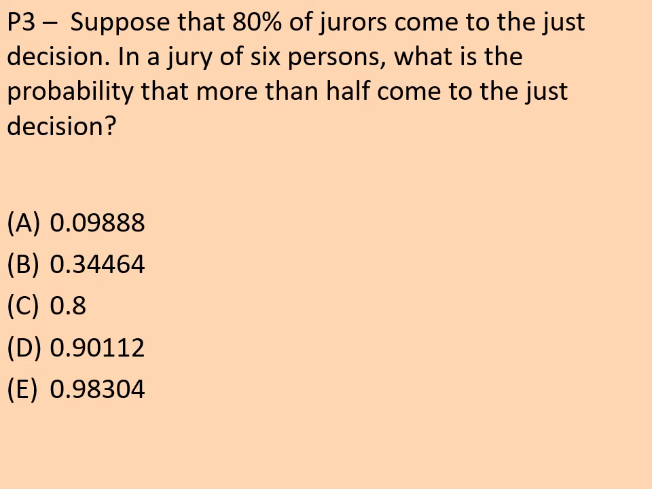P3, suppose that 80% of jurors come to the just decision. That means, if the person's guilty, they find them guilty, or if the person's innocent, they find them innocent. In a jury of 6 people, what is the probability that more than half come to the just decision? As a hint, this is a perfect binomial situation. Now, normally there are 12 jurors on a jury, but to keep this problem simple, they went with 6 persons on a jury.